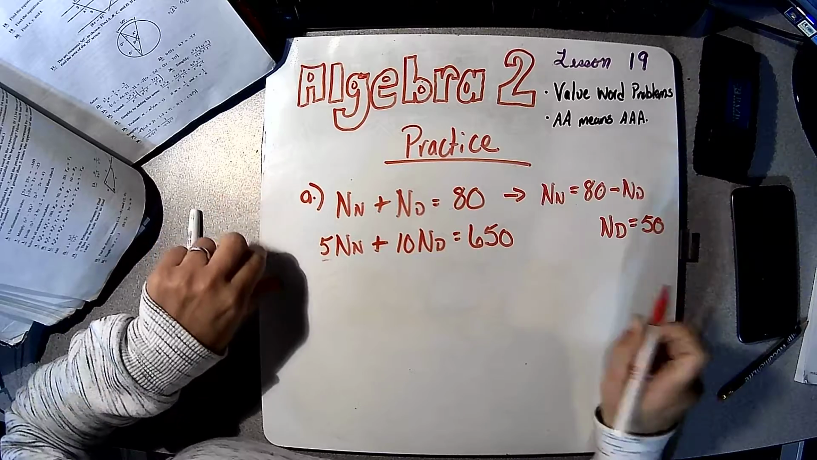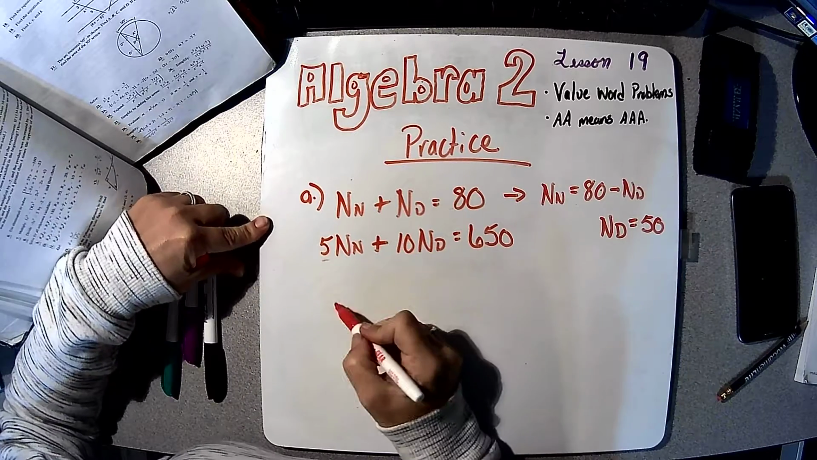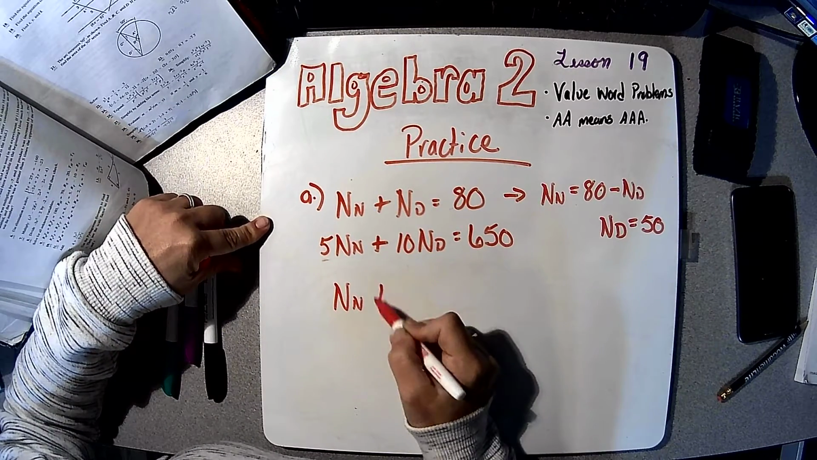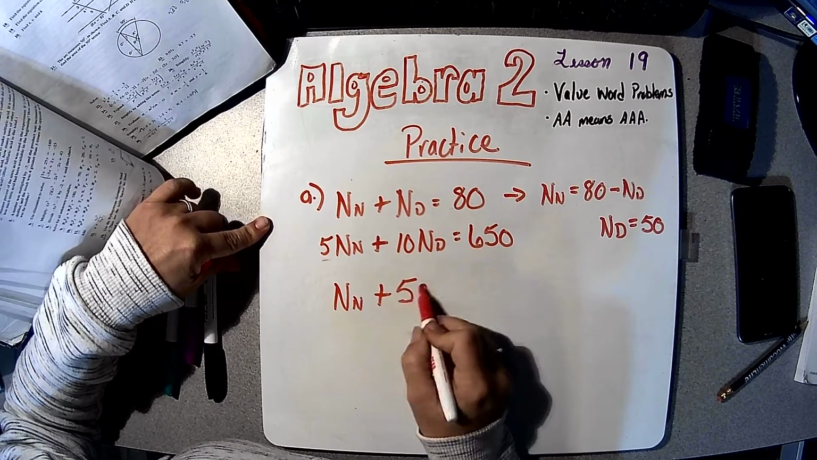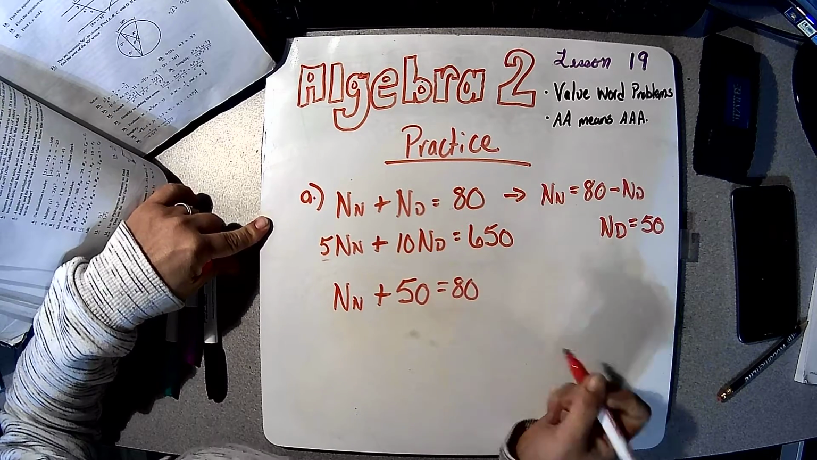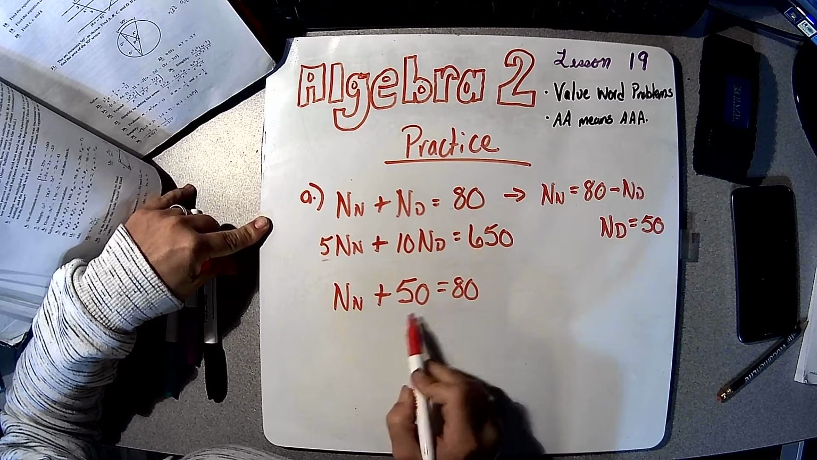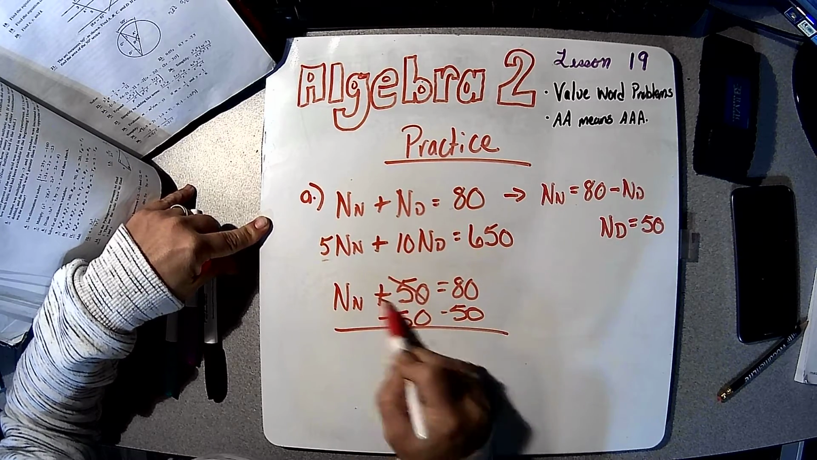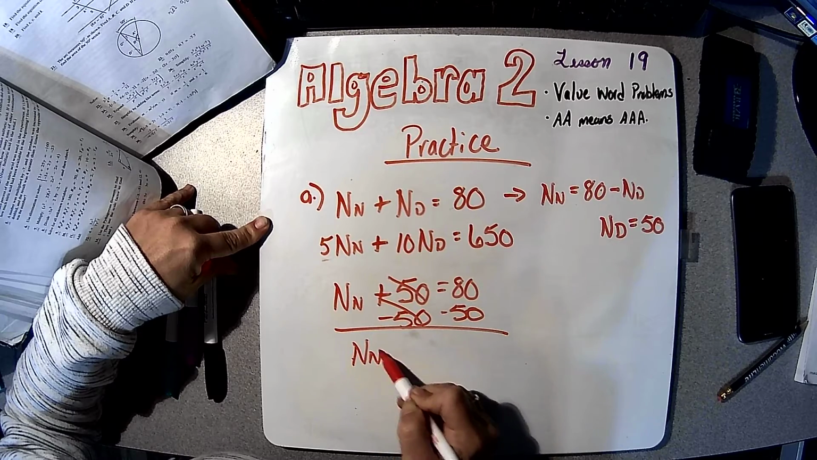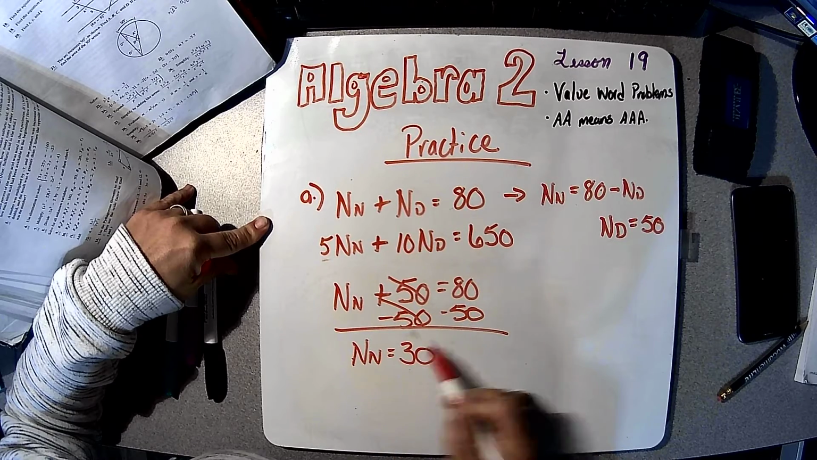Alright, now I just need to solve for my number of nickels. So number of nickels plus my number of dimes, which is 50, equals 80. And that's going to be minus 50. My number of nickels is going to be equal to 30.